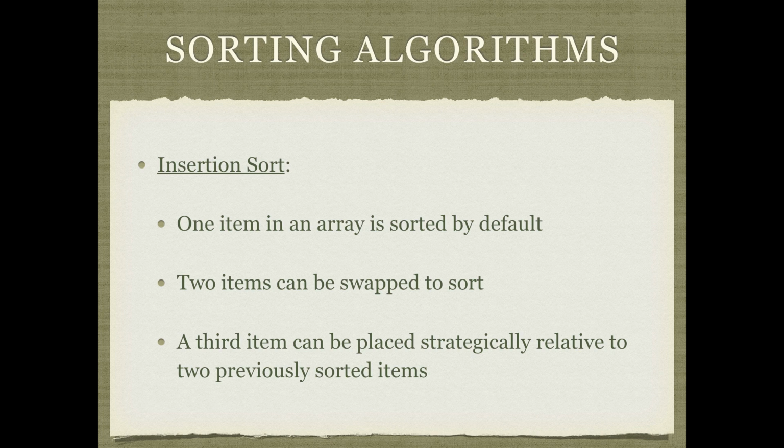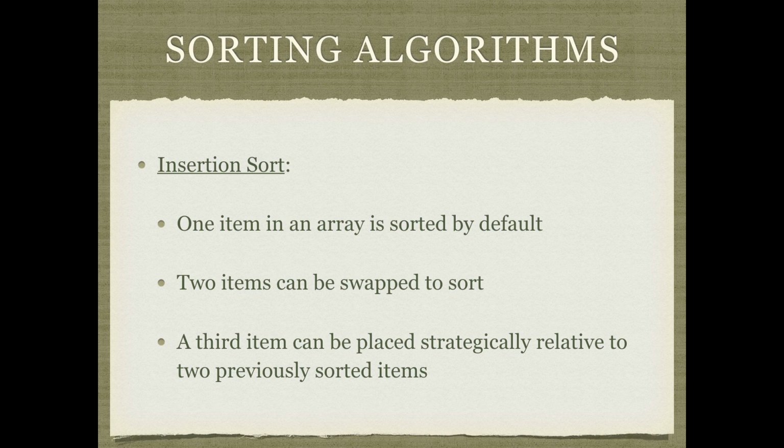But if you extend that array to 3 items, then you already know where you can place that item relative to the previous 2 in order to sort the array of 3. So that's the underlying principle here. So we're going to start with the array with the first item on the left. It's already sorted. We don't have to worry about it.